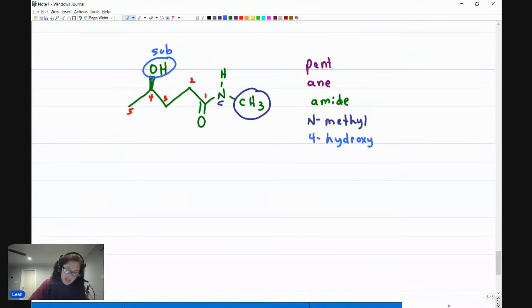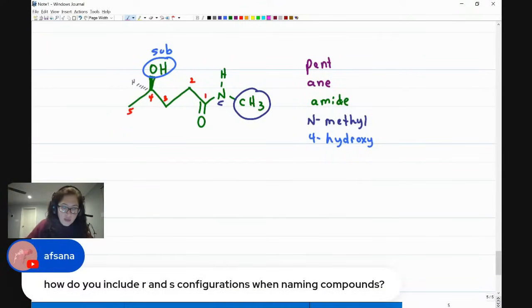Given that the alcohol is on a wedge, I also have to include stereochemistry. Let's not forget that there is a hydrogen in the back. And so we're going to number the substituents using the Cahn-Ingold-Prelog system. How do you include R and S? We're going to put it at the start of the name.